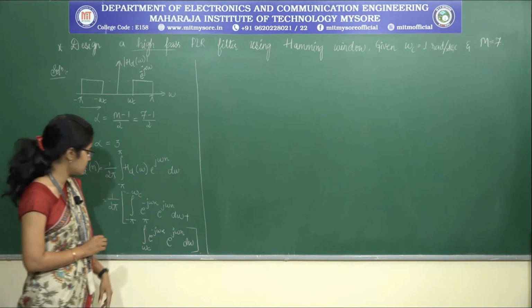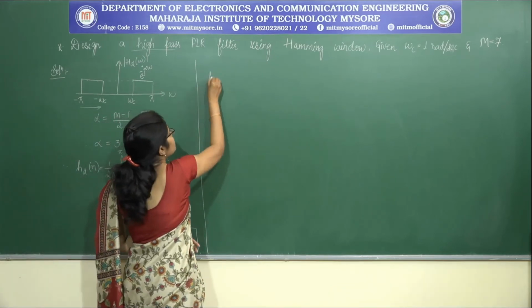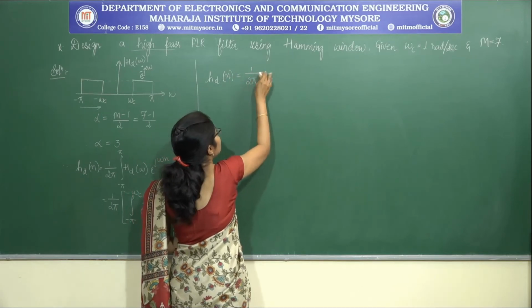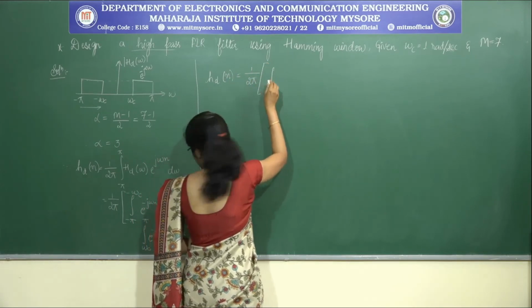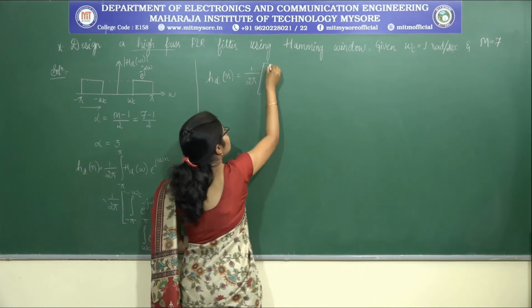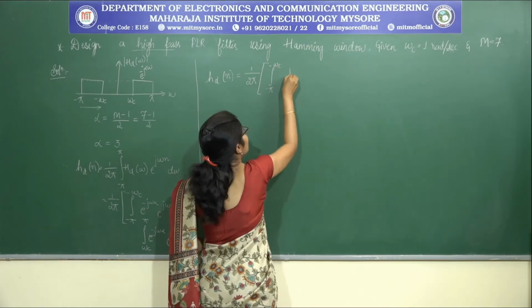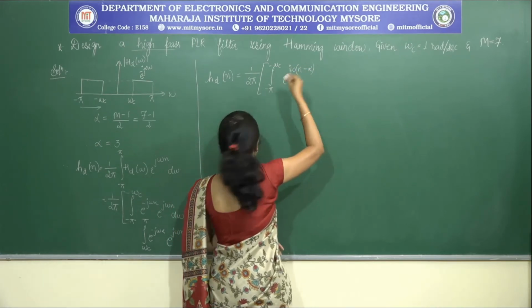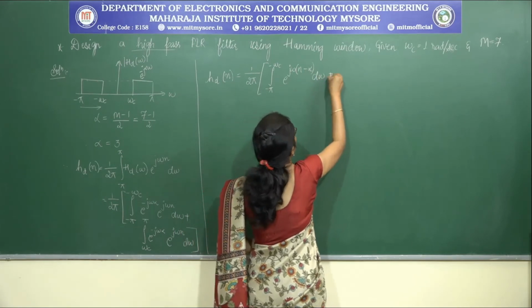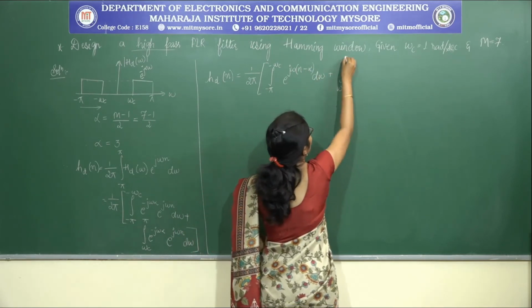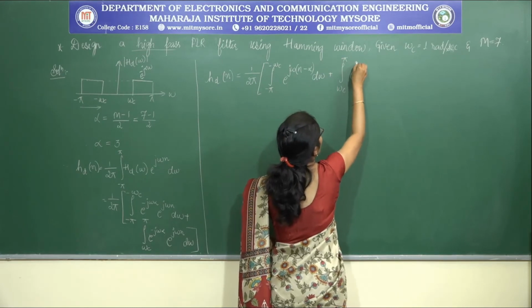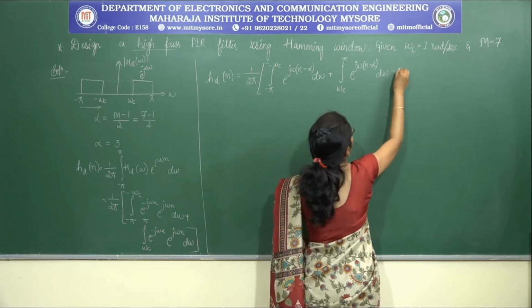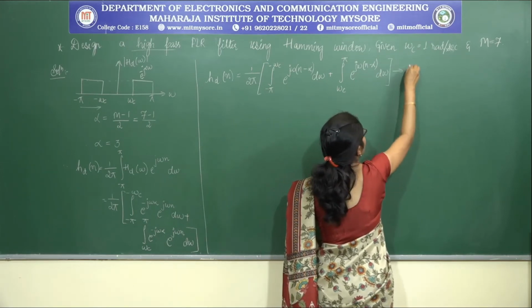So now if I rewrite this equation, h_D of n will be equal to 1 divided by 2π, integral from -π to -ω_c of e^(jω(n-α)), taking e^(jω) as a common factor, dω, plus integral from ω_c to π of e^(jω(n-α)) dω. Okay, let me call this equation star.